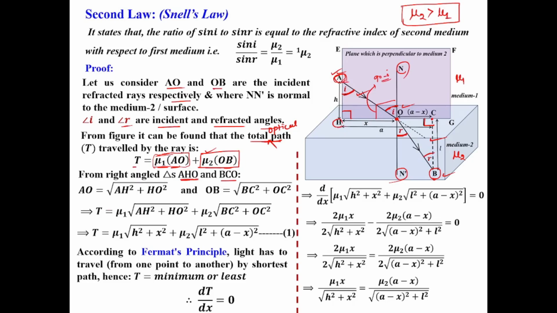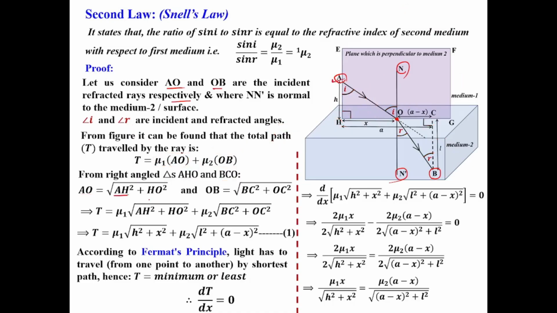In the AHO triangle, the distance AO, according to Pythagoras theorem, will be the square root of AH square plus HO square. Then OB, considering the BCO triangle, is equal to the square root of BC square plus OC square.